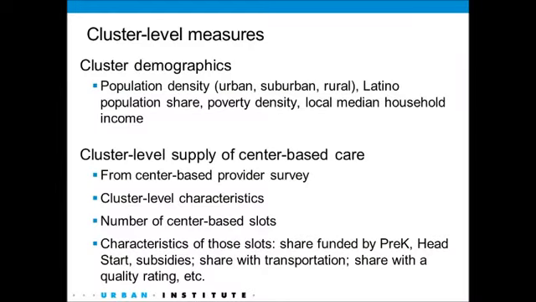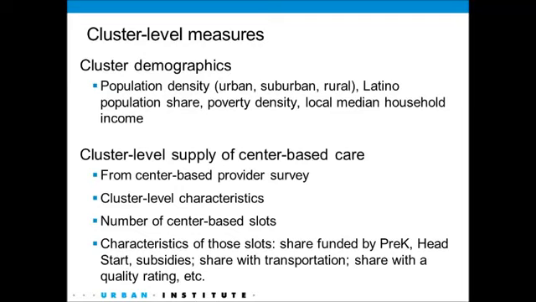So first we used, as Rupa explained, some measures of the community context already available in the household survey from the American Community Survey. So we thought that the local demographics might shape families' use of non-parental or center-based care, depending on whether there were a lot of other immigrant or Latino families nearby or other low-income families nearby. So we used a number of measures that were already provided in the data set.